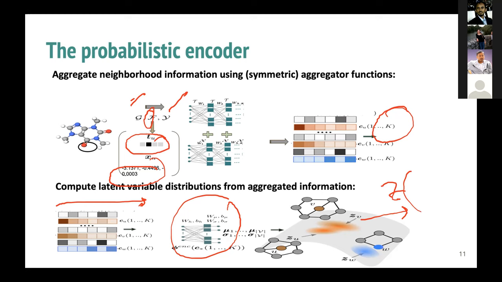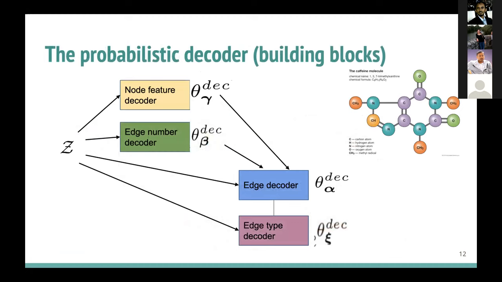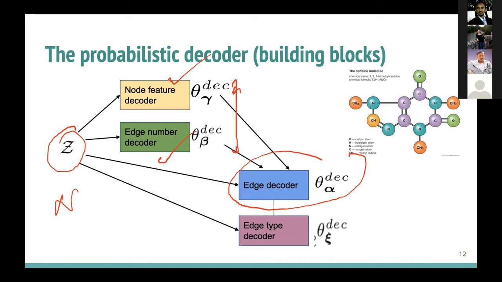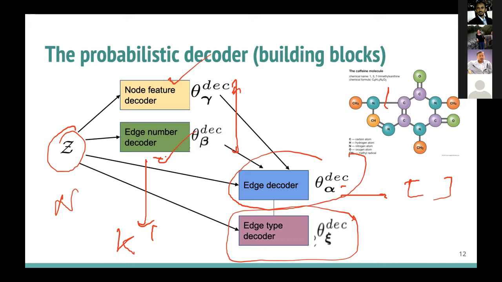For the probabilistic decoder, given this Z, and perhaps given the number of edges and number of nodes as an input, we first do the node feature decoder. And then we also get the number of edges which we want. With the node features and the edge number, we can get the edge decoder. Edge decoder means deciding whether there is an edge or not. The edge number means the total number of edges in the graph, say k dash, and whether there is an edge or not, and what type of edge it is, whether it is a single bond, a double bond, or also a triple bond.